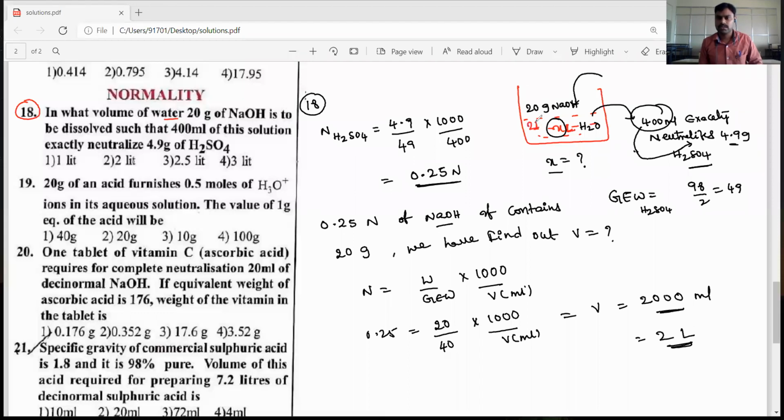So of the 2 liters of solution, they utilized only 400 ml, which is exactly sufficient for the neutralization of 4.9 grams of H2SO4.